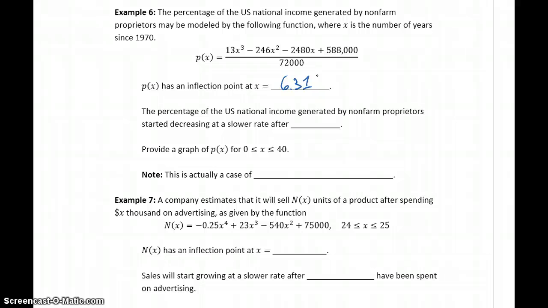And then we're asked when the percentage of U.S. national income generated by non-farm proprietors started decreasing at a slower rate: after 6 years after 1970, so 1976.